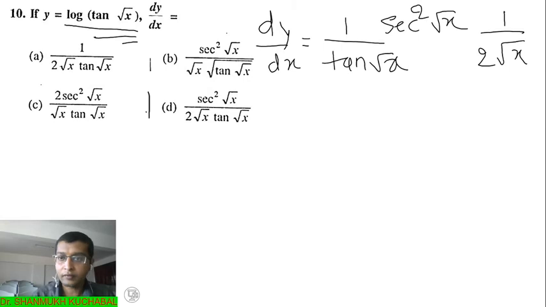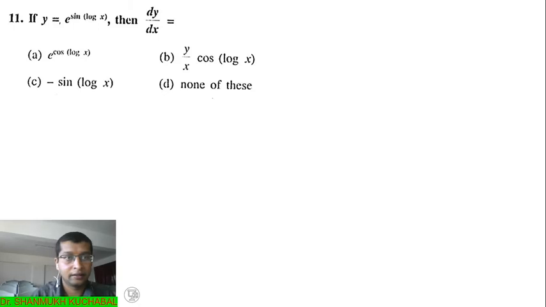Further, the denominator is 2 root x, tan root x. Yes, it is there in option D. Therefore D is the right answer. Okay. So we'll move to the next example.